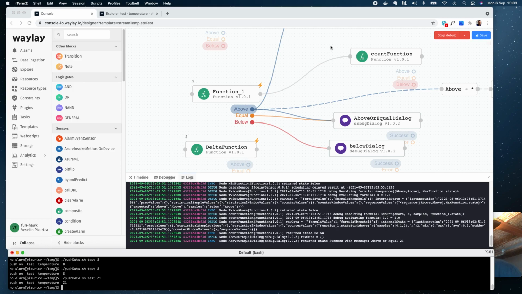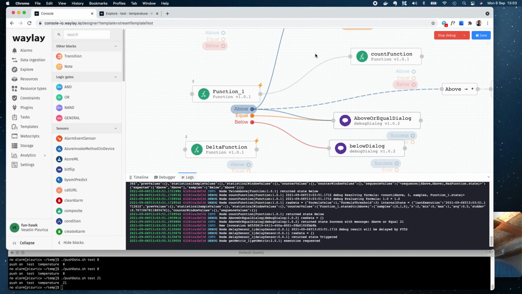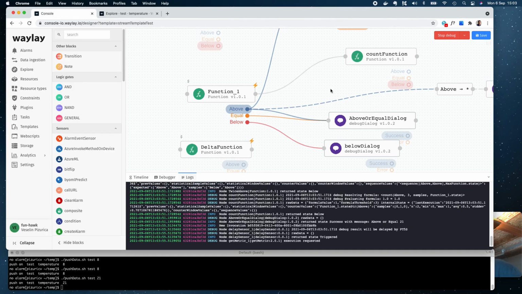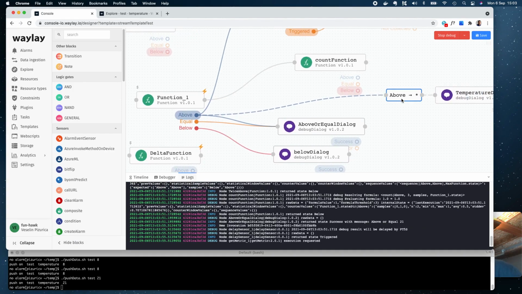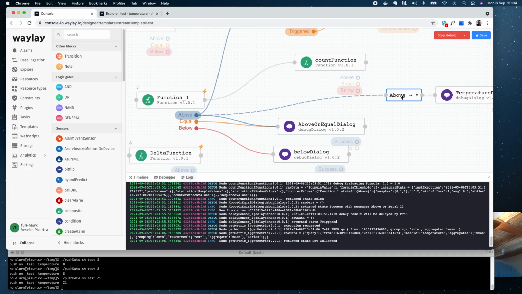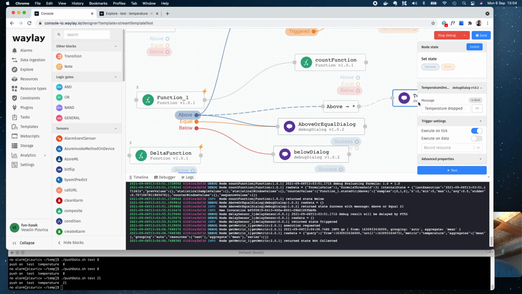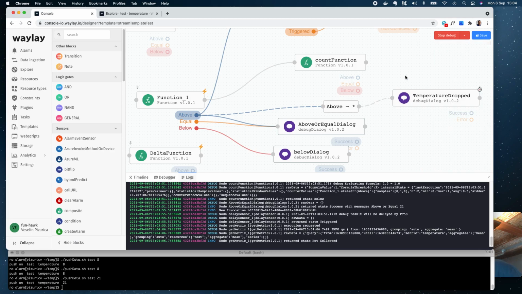Now, the next thing I will do is find another interesting use case, where I'm going to check what happens if the function node, in this particular case this one, goes from above to any other state. Let me do it again: I will take a transition node and do it this way. If it goes from above to any other state, I'm going to have a temperature dialog which is going to tell me that temperature has dropped. All right, so let me do that.